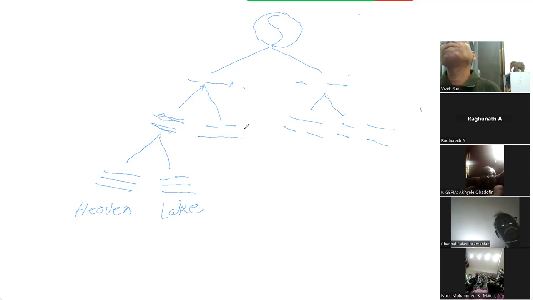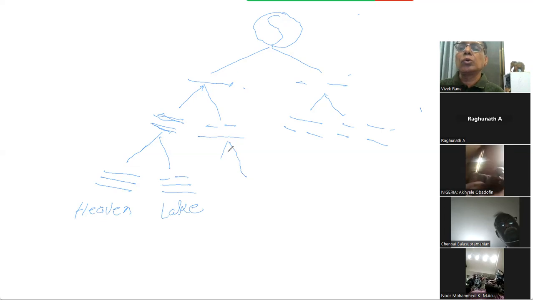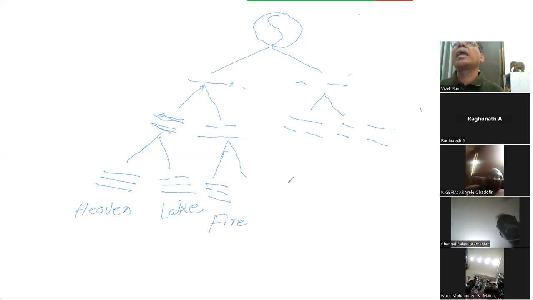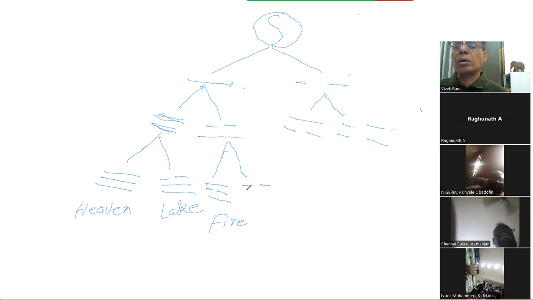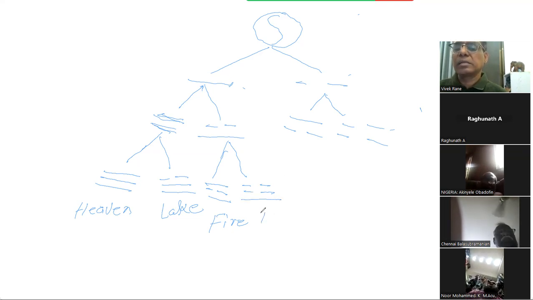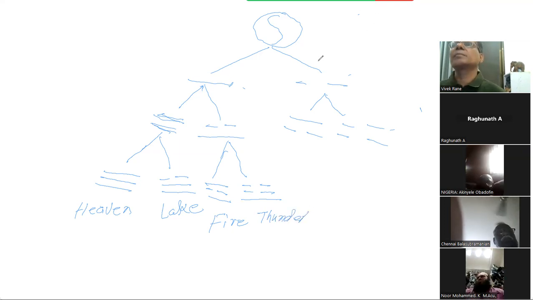Then lesser yang again divided into two parts. It is the fire and thunder.